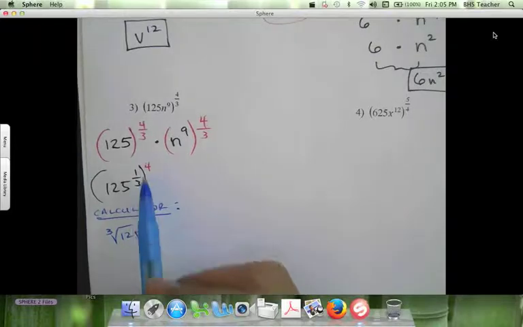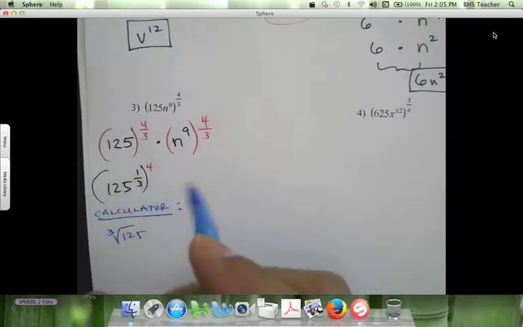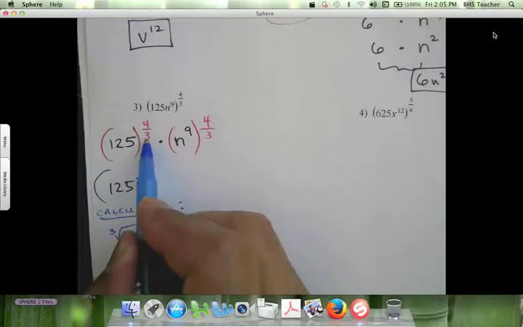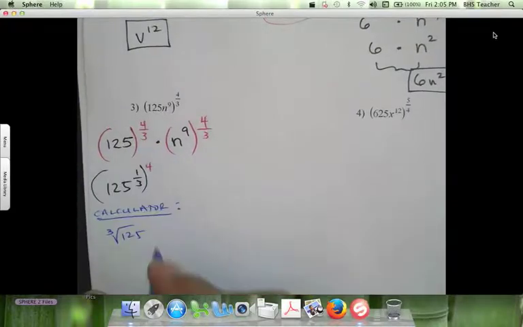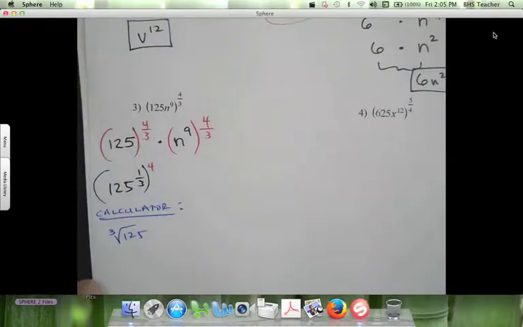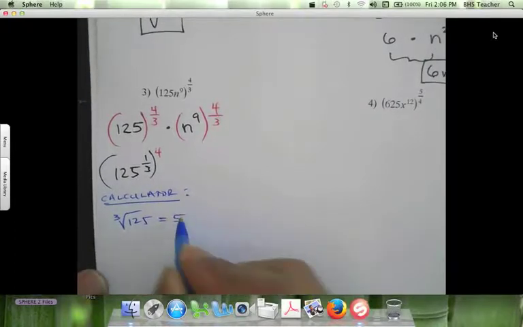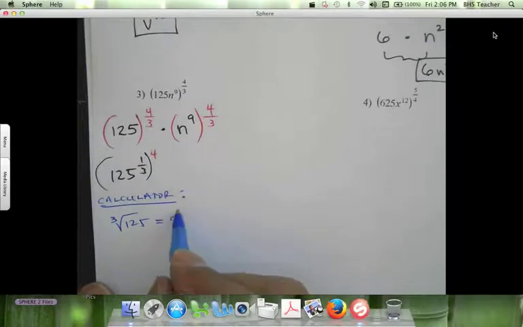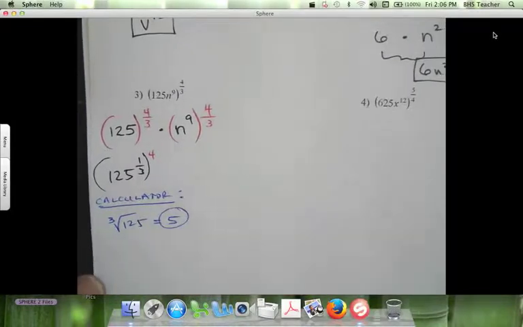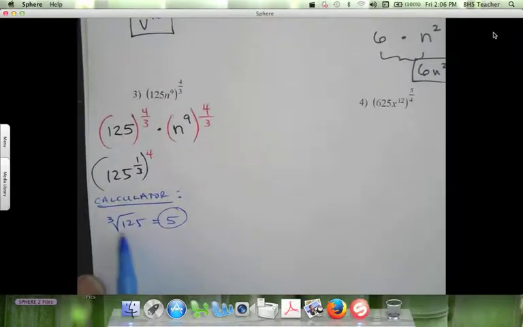You really don't have to do this step. You can just see that there's a 3 here. So we find the cubed root of 125. When you do that on the calculator, we did that in the previous 2 assignments, you're going to get the answer 5. Now, what does that mean? What does that mean that the cubed root of 125 is 5?